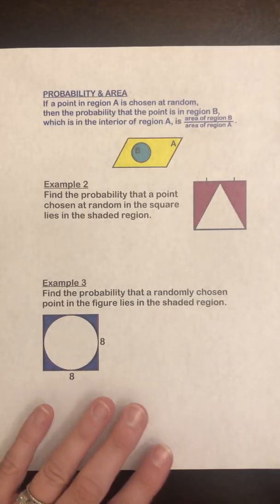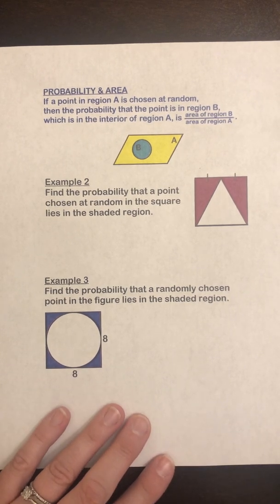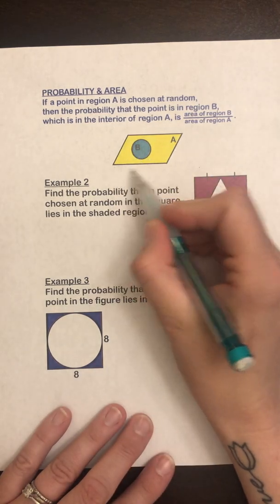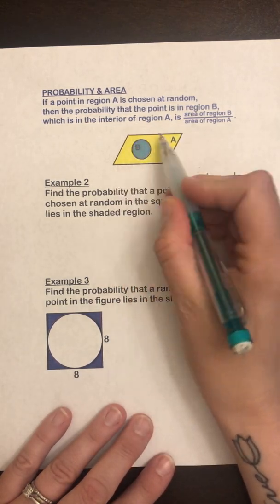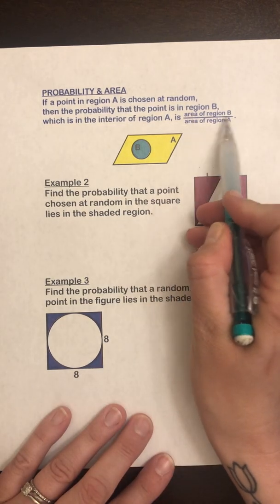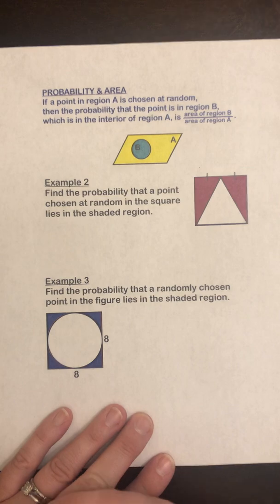All right, we're going to apply this now to area. So it says if a point in region A is chosen at random, notice region A is the entire shape, right? It's everything. Then the probability that the point is in region B, which is inside of region A, is going to be the area of region B over the area of region A. It is the same concept as what we just saw with the length.